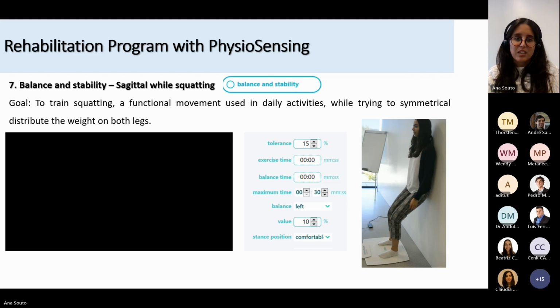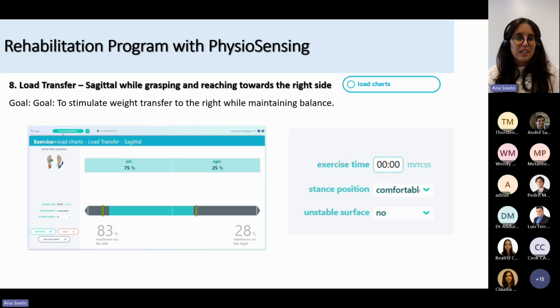Okay. And here is my colleague also. Of course, you have to be careful using a wall. You have to trust the patient a lot. It's just to serve as a small support. You can do it with a chair. Okay, let's move on.